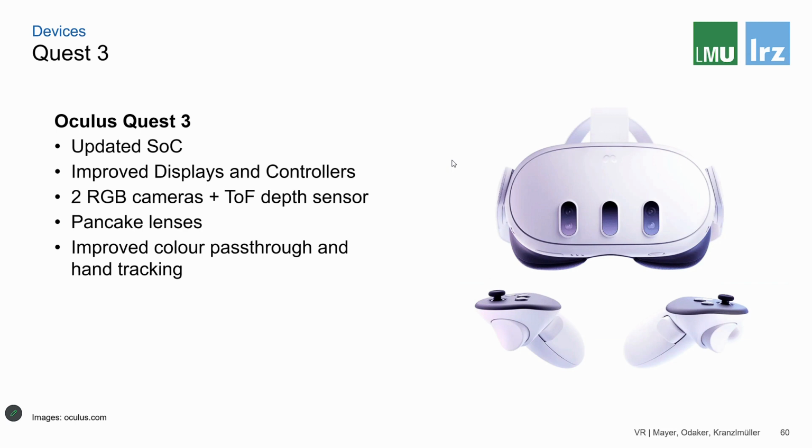It's a full color pass-through. There is a bit of distortion exactly in the middle where the images are stitched together. But overall, as I said, it is very good. And the depth sensor means that it can map your room.